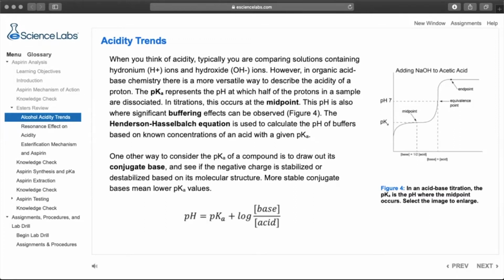Organic acid-base chemistry is described by pKa. pKa is the pH when half of the protons in the sample is dissociated. The Henderson-Hasselbalch equation is used to relate pKa, pH, and concentration of a given buffer. This equation should look familiar because you used it in the acid-base worksheet last week. Another way to think about pKa is in relation to compounds' conjugate base. Does a negative charge stabilize or destabilize the compound?